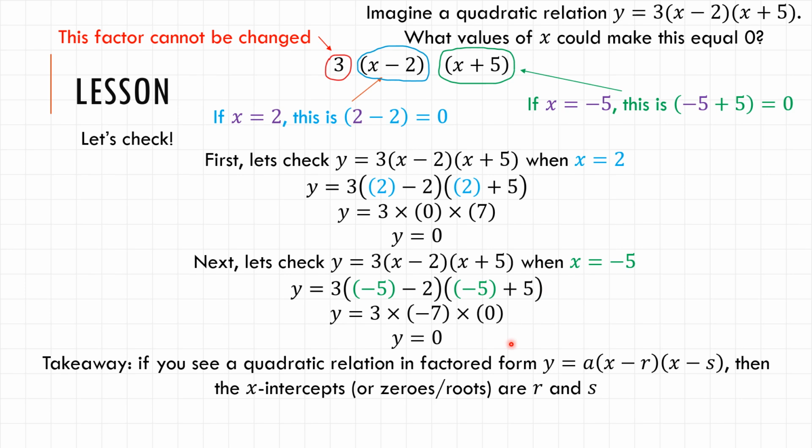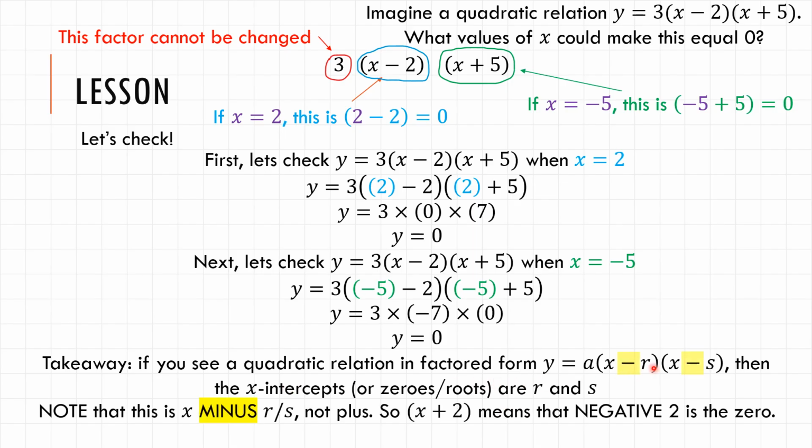if you see a quadratic relation and it looks like it's in factored form, so it looks sort of like this, then the x-intercepts, or the zeros or the roots, are r and s. These are the values of x that make the entire quadratic equation, the y value, equal 0. And when the y value equals 0, you're on the x-axis, which is why we call that an x-intercept. One thing to note is that this is x minus r and x minus s, not plus.